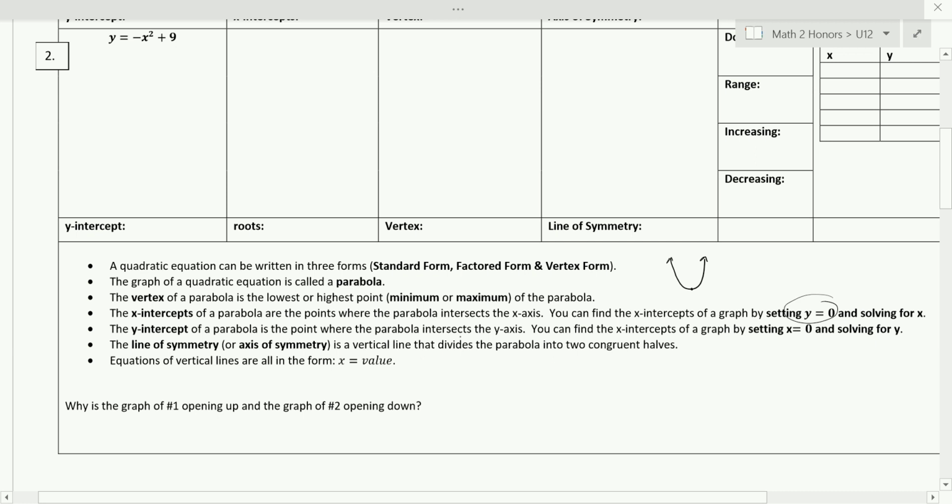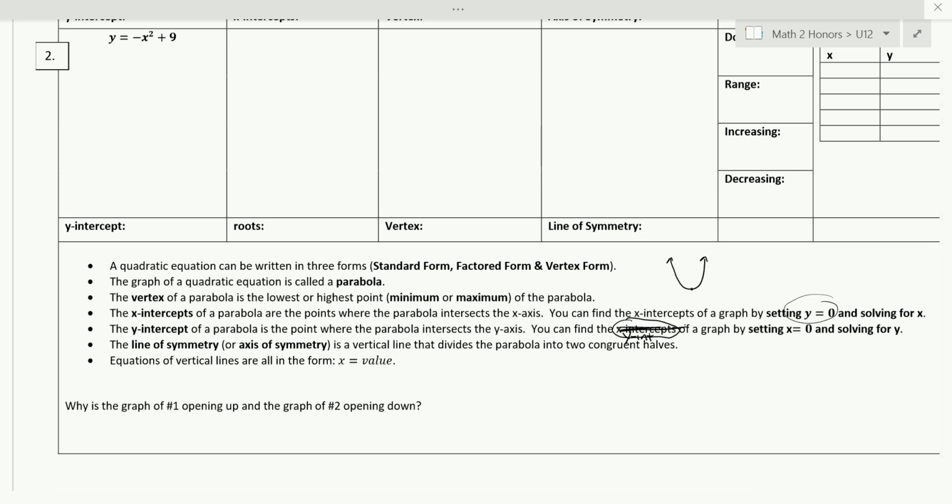The y-intercept is where your parabola crosses the y-axis. There's only one, and there's a typo here that should say y-intercept instead of x-intercepts there. So the y-intercept of the graph, you can find that by setting x equal to 0 and solving for y.